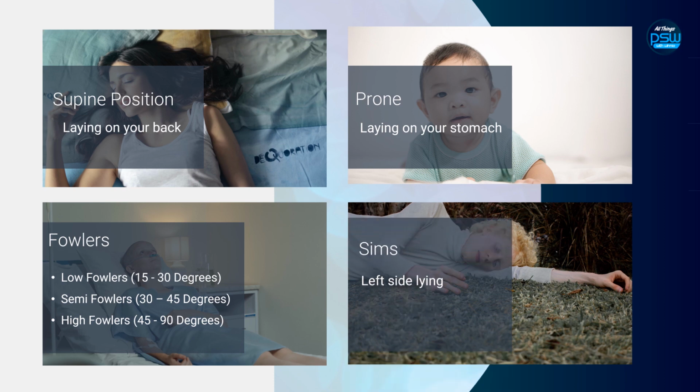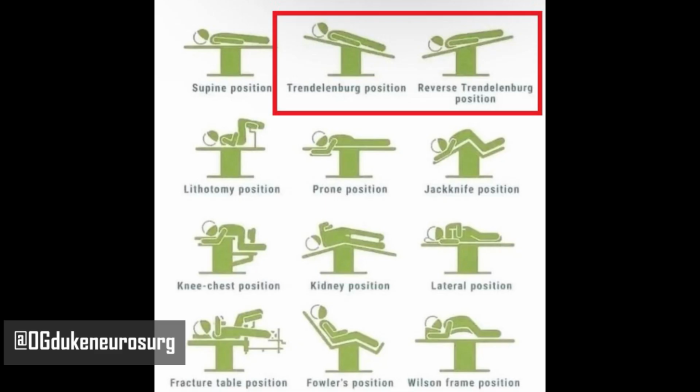Sims is left side lying, typically a position used for enemas. Trendelenburg is kind of an interesting one, but it helps with chest drainage and sometimes dizziness, where you put the head of the bed lower than the legs. It's so interesting to look at. And I actually like the word Trendelenburg. I don't know why, but yeah. Trendelenburg is where you do that. And then reverse Trendelenburg is where you make it the opposite of Trendelenburg.